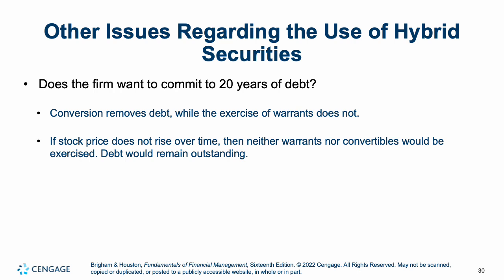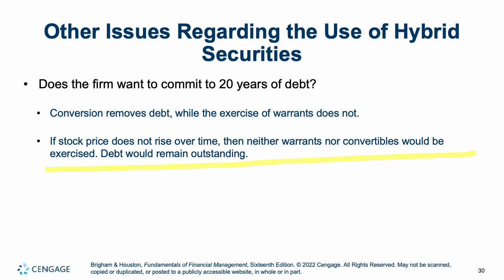If stock price does not rise over time, then neither warrants nor convertibles would be exercised, and we're stuck with the debt. So these are attractive if we think there's a very good chance our stock price is going to go up. Because if it doesn't, no one's going to convert a bond, and as a consequence, we're stuck with the debt. And no one's going to execute a warrant if the price doesn't go above the warrant price either, and once again, we're still stuck with the debt. So hybrid securities are very good, but there are caveats. One being, if you don't think your stock price is going to go up at all in the next many years, you would not really want to issue hybrid securities. So keep that in mind as well.